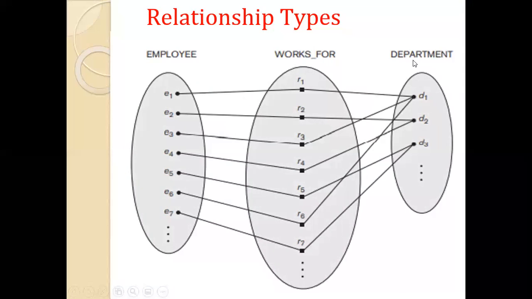Between employee and department, there is an association, like employee works for the department. So here, works for is the association between these two entity types, and it is referred to as a relationship type. A relationship type is an association between two or more entity types. So here, works for is a relationship between employee and department.